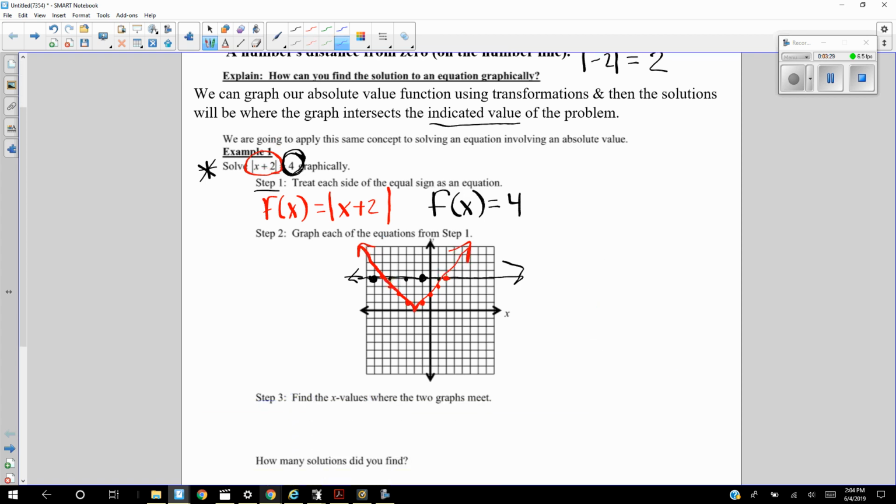Step 3, we're going to find the x values, because remember, we're solving this equation for x. There really wasn't a y value in this problem to begin with. So our answers are the x values. We're going to write them in set notation. So my solutions here are x equals 2, because they intersect right here where x equals 2. And they intersect again over here at x equals -6. It's just the x coordinates.